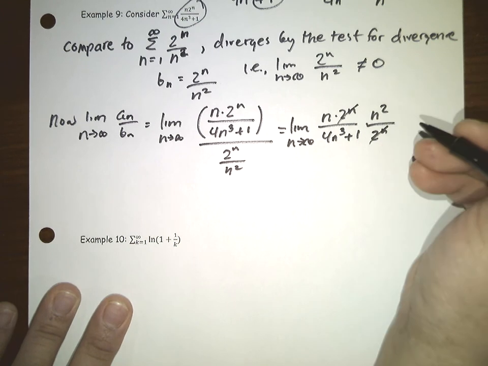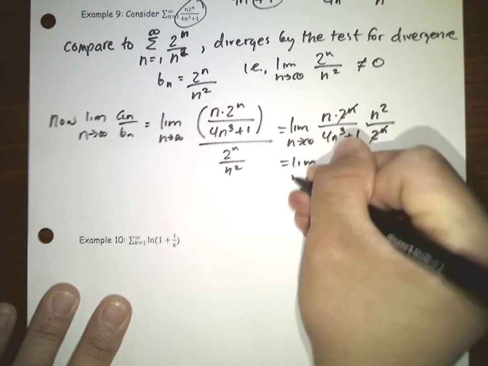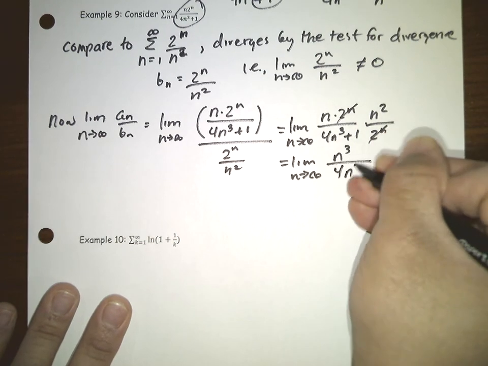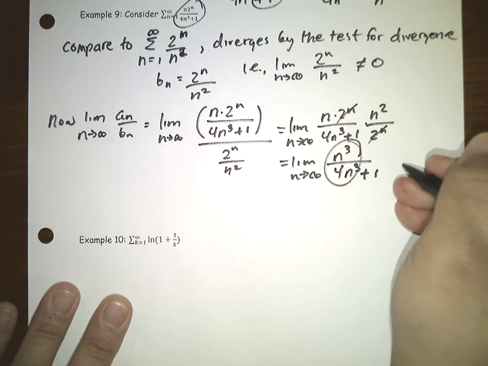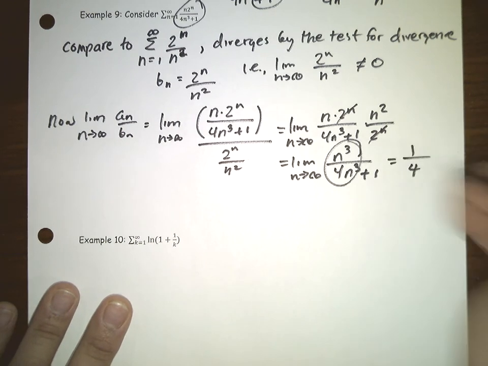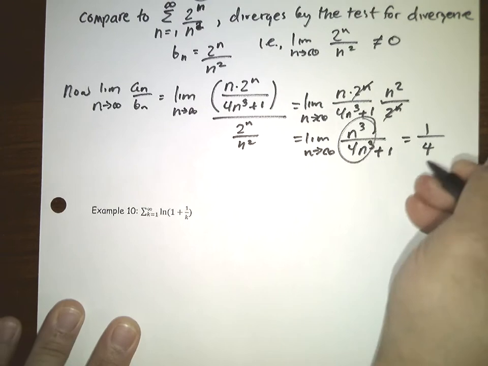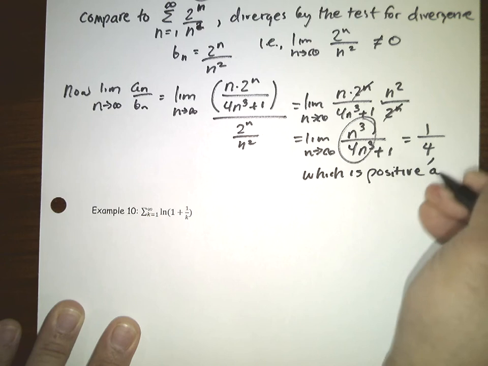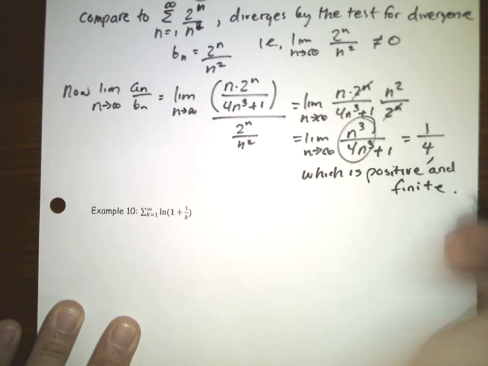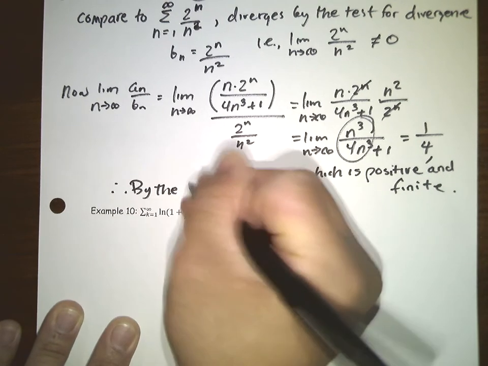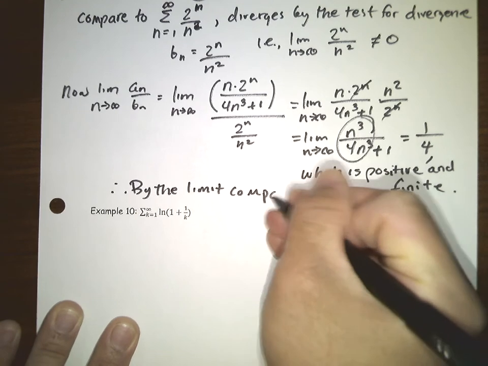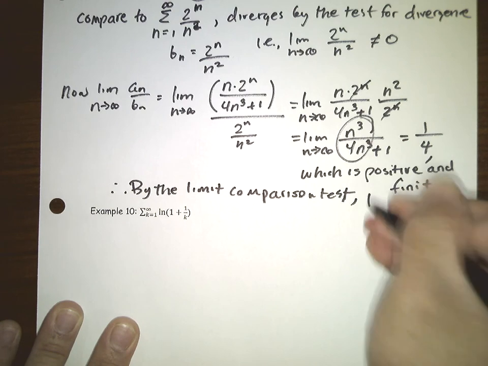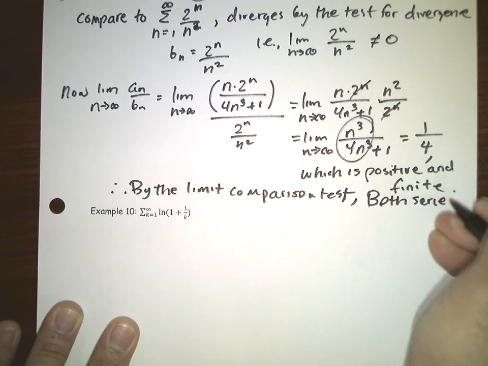So the 2 to the n's divide out. So I have the limit as n approaches infinity of n times n squared, n to the third, over 4n to the third plus 1. And as n goes to infinity, this tends to be 1/4, which is a value which is positive and finite. So therefore, by the limit comparison test, both series diverge.